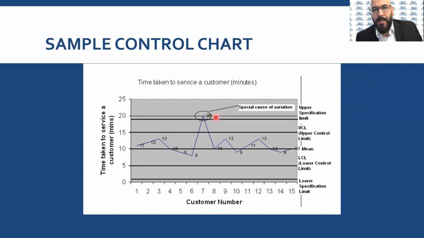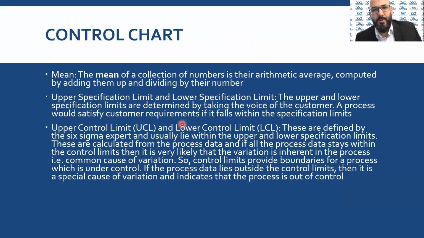If there's something like this here on customer number 7, you will see that it took them 20 minutes to take care of that customer. So something happened. This is a special cause variation. You go back and review the cameras or the log, or you start asking questions about what exactly happened here and why it took them a long time period to serve customer number 7. So it is a very effective tool to find out if the process is in control or out of control.